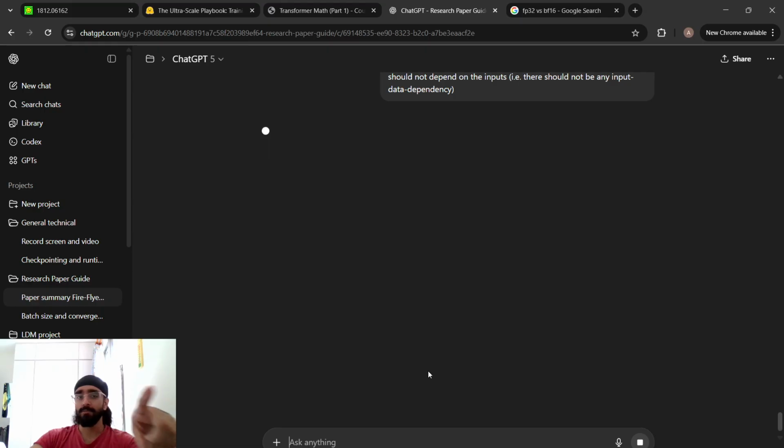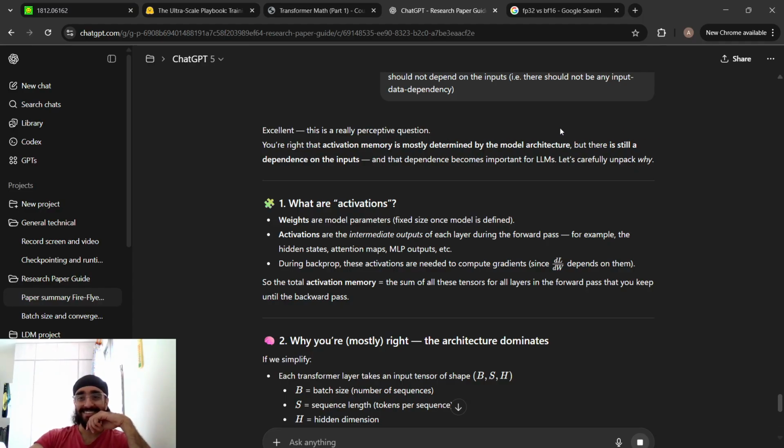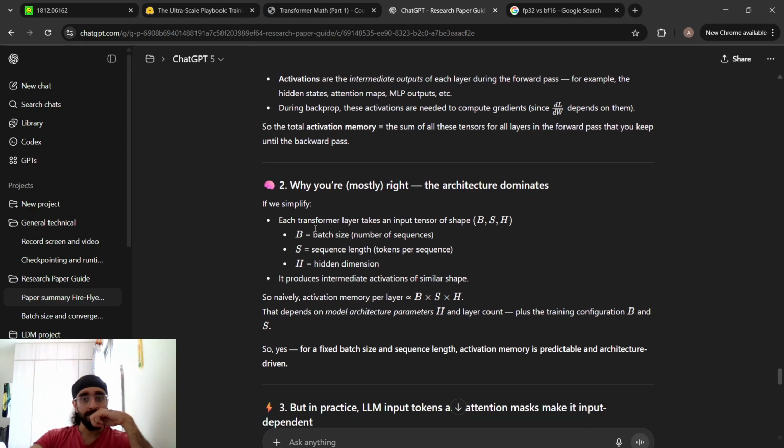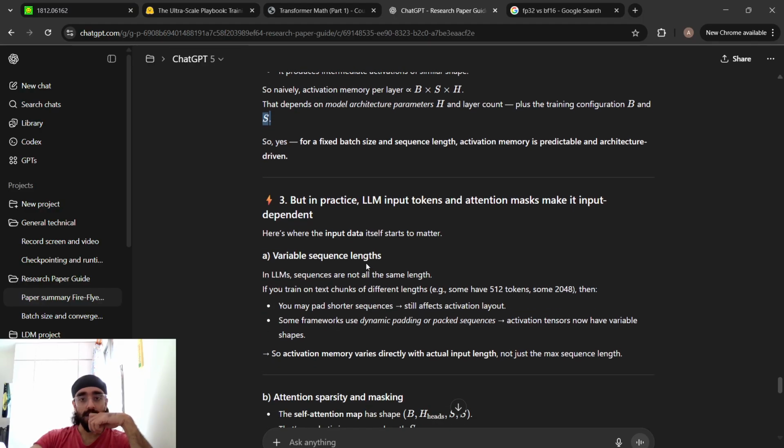Let's see what ChatGPT says. It'll probably say very good question or excellent. Yeah, excellent, you're right. But there's still a dependence on the inputs. Okay, what are activations? Here's where the input data itself starts to matter. Variable sequence lengths: in LLMs, sequences are not all the same length. Text chunks of different lengths.